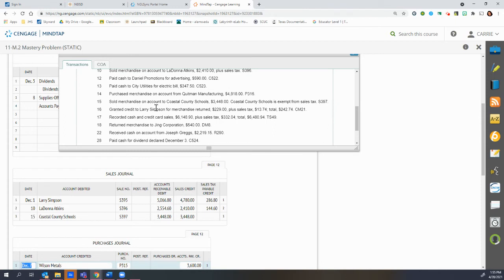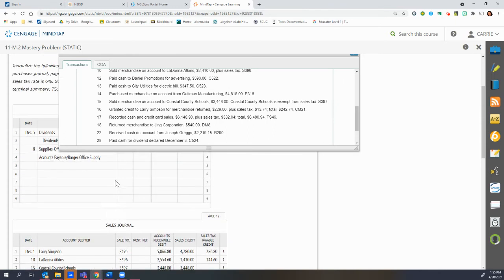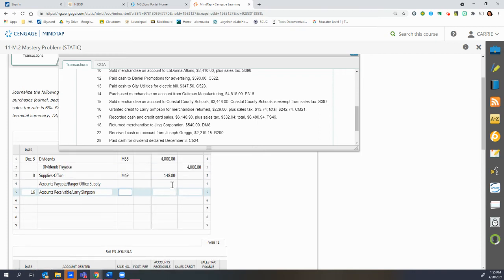We granted a credit to Larry Simpson for merchandise returned. So he's returning merchandise to us, right? And Larry Simpson is the sales journal. So it is accounts receivable. Oh, right. You know what drives me crazy, guys, is when you're using online software, it just kind of fills it in for you. So it's kind of crazy that we have to type it out on every single thing.